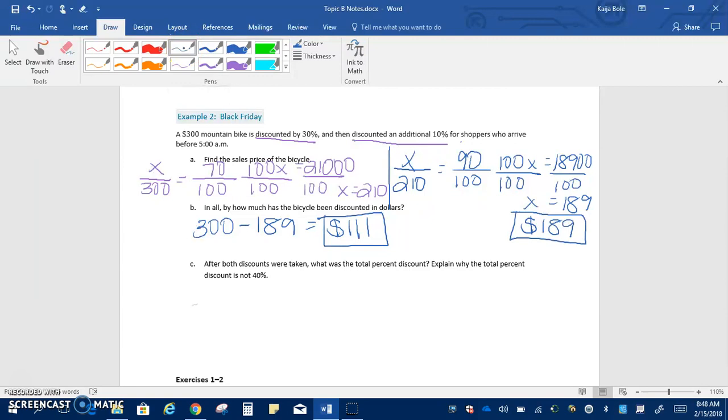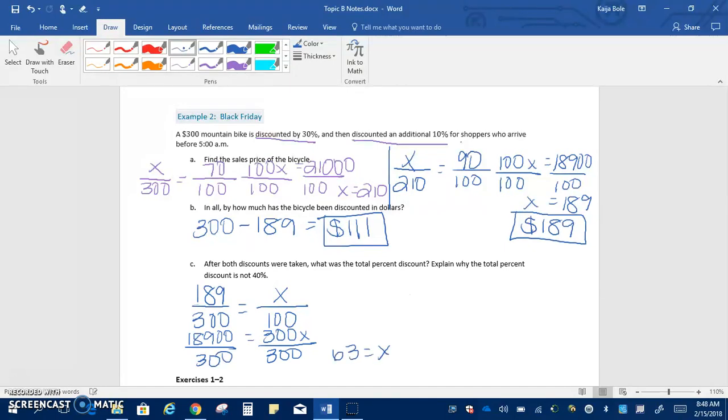So we're trying to find our percent discount. So here's our proportion. This is 100. We know the original was 300, and then our sale price was 189. And we're looking for our percent. This is like percent change. So when we multiply, we get 18,900 equals 300x. Divide by 300 on both sides, and you get 63 equals x. So we would say that it's a 63% total discount, which is a pretty good deal.